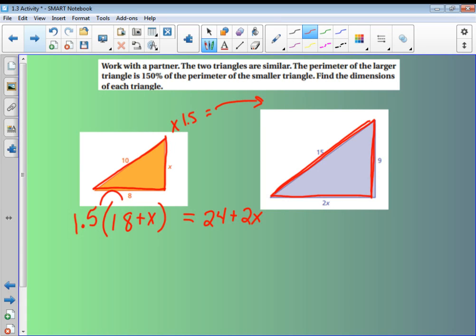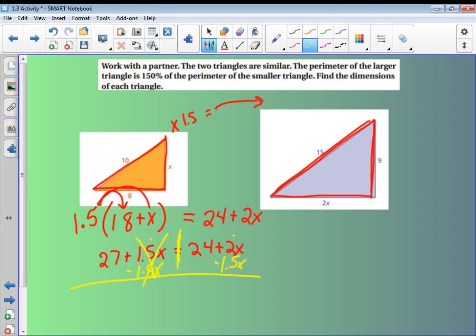So now I'm going to go ahead and do 1.5 times 18. If you want to use your calculator, you can. That's 27. Plus 1.5 times x is 1.5x equals 24 plus 2x. So once again, I'm looking at this one for strategy because I don't want to work negative numbers if I don't have to. So when I compare this x to this x, they're both positive. I'm going to get rid of the smaller one. So I'm going to move this 1.5x by doing the opposite. So minus 1.5x, minus 1.5x. So I have 27 left here equals 24. And then 2 minus 1.5 is going to be a positive 0.5x.